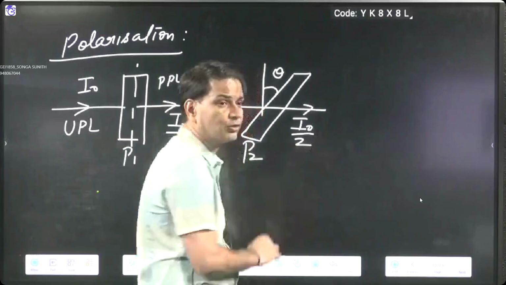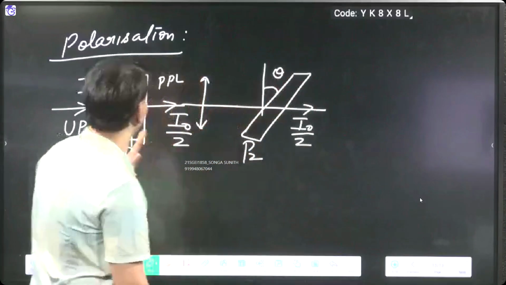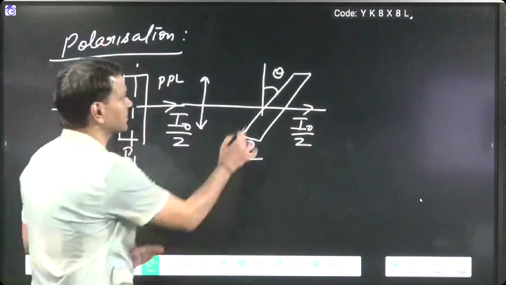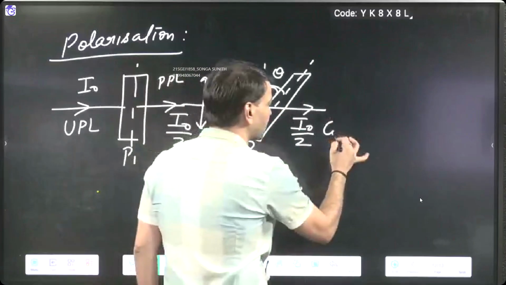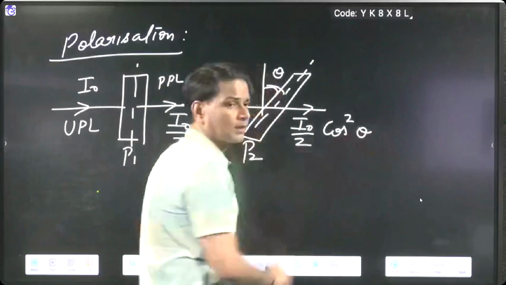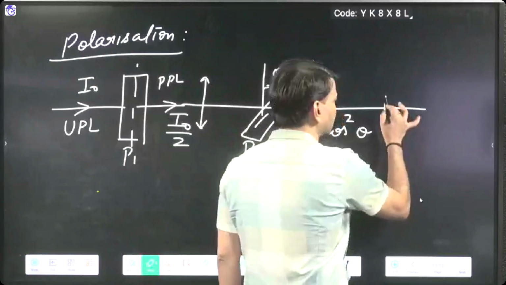Incident is I naught by 2 into cos square theta. Theta is the angle between their pass axes. One pass axis is this, the other is this. What is the angle between them? Theta. So what will it transmit? Cos square theta. Okay.